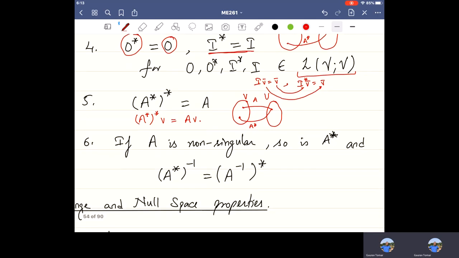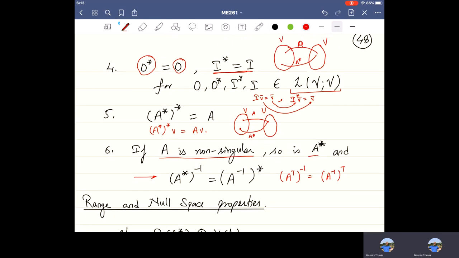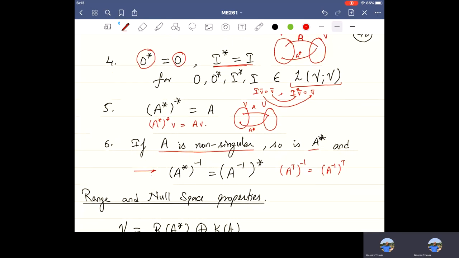So if A is non-singular, then you would see that A transpose is also going to be non-singular. And then the inverse of that mapping you can define as: A transpose inverse is the same as A inverse transpose. So for real vector spaces, we write it this way: A transpose inverse is A inverse transpose. So these are the properties of that adjoint.